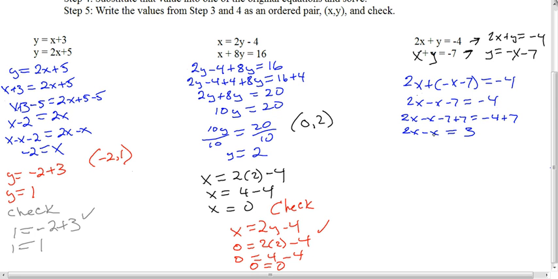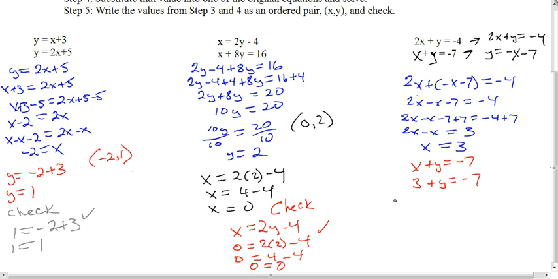Then combining like terms on the left side, 2x minus x gives me x is equal to 3. Okay, so I have my first one. All I need to do now is take that and substitute it in for my second one. And I'm going to use x plus y is equal to negative 7. x is 3, so 3 plus y is equal to negative 7.